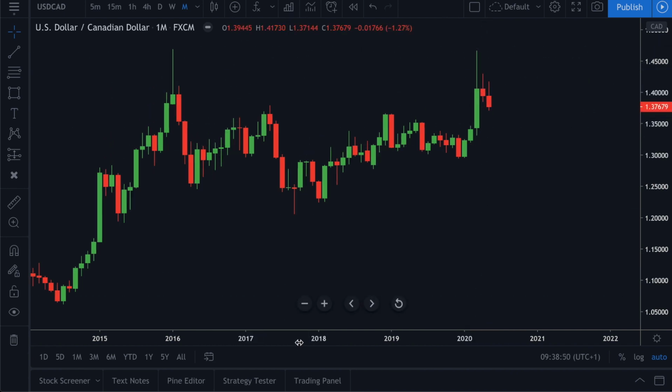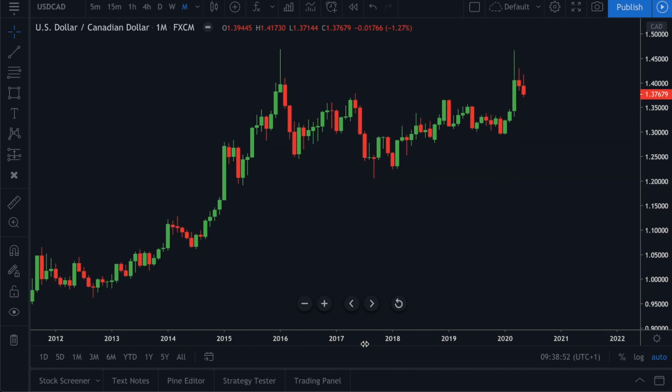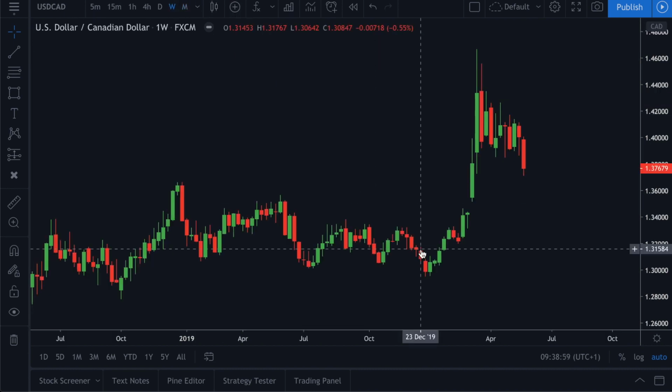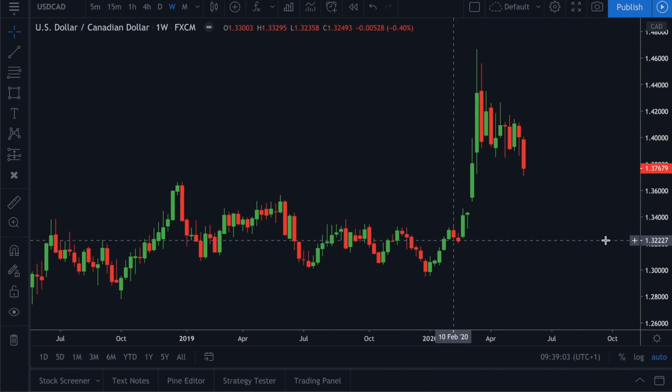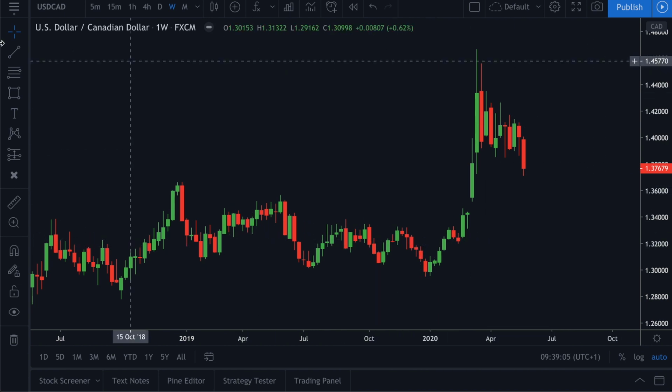Otherwise, the monthly overall, with most pairs they do generally trend in a way, and this is trending upwards. Some people do say that they don't see a trend on the monthly, but there is always generally a trend on the monthly time frame.